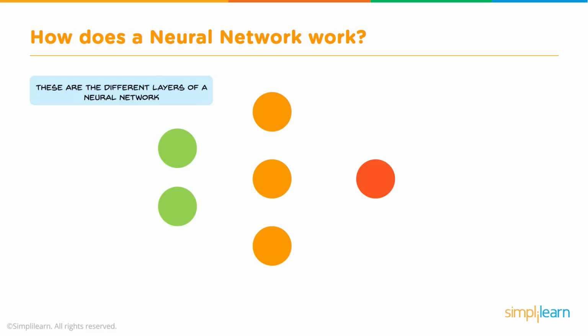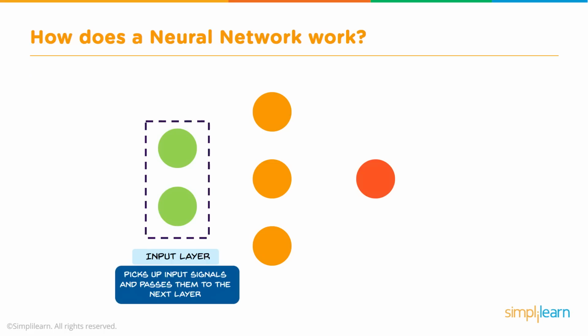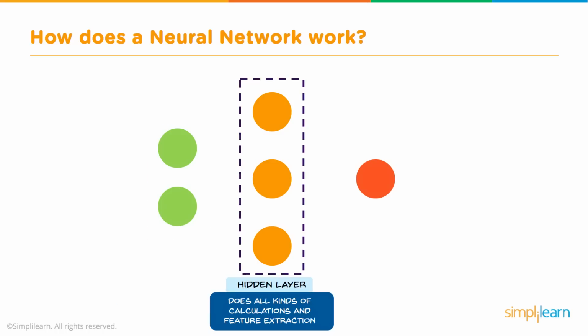They usually describe a neural network as having different layers. And you'll see that we've identified a green layer, an orange layer, and a red layer. The green layer is the input. So you have your data coming in. It picks up the input signals and passes them to the next layer. The next layer does all kinds of calculations and feature extraction. It's called the hidden layer.